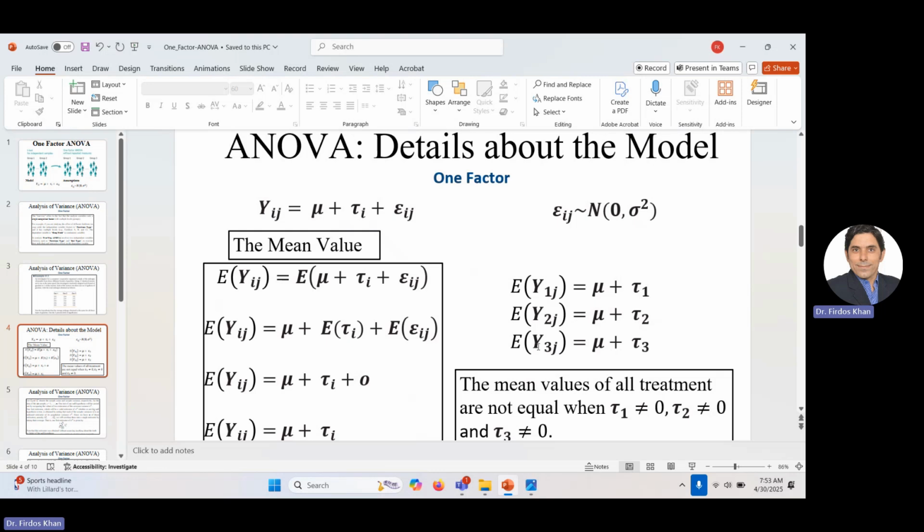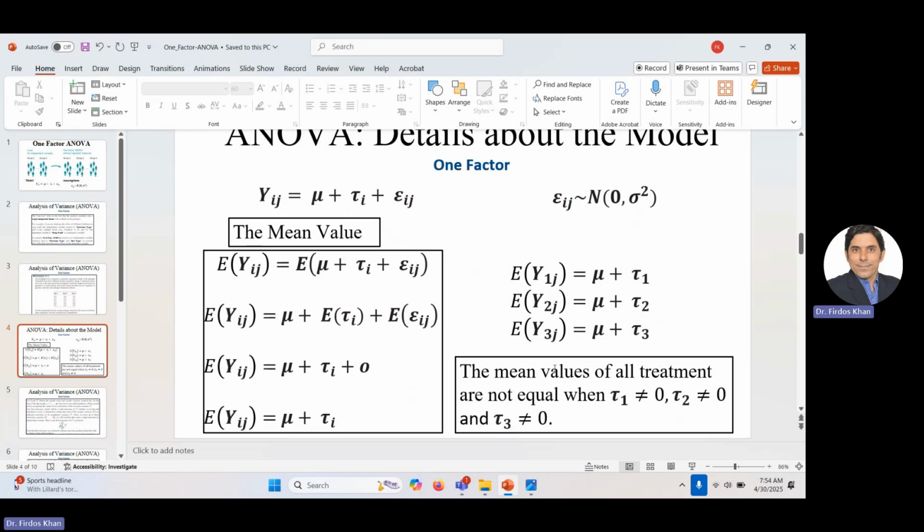Similarly, you can calculate the impact of the third level of the factor on the overall mean. The expected value of y3j is equal to mu plus the impact from the third level of the factor. Therefore, we can say that the mean values of all treatments are not equal when tau 1 is not equal to 0, tau 2 not equal to 0, and tau 3 not equal to 0. When these quantities are not equal to 0, the mean will be affected by the first factor level in one way, the second in another way, and the third in another way. So the mean values are not equal in this case.